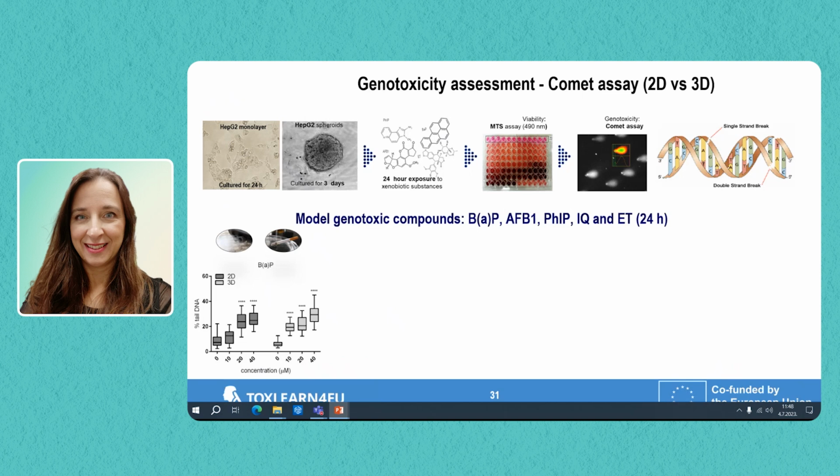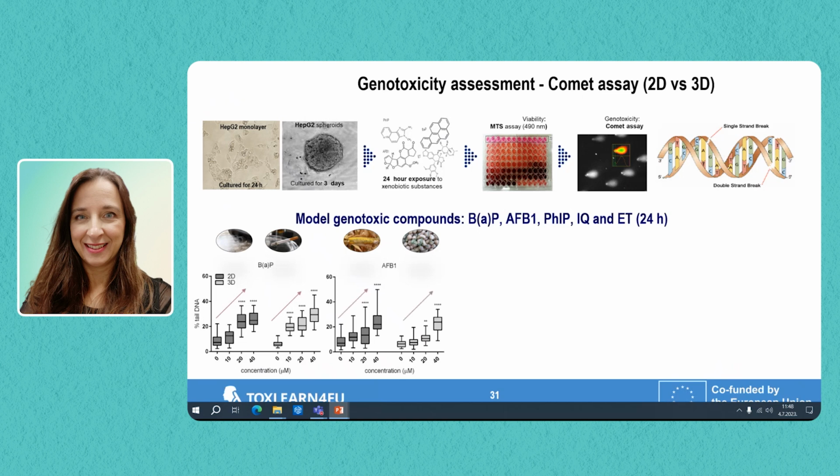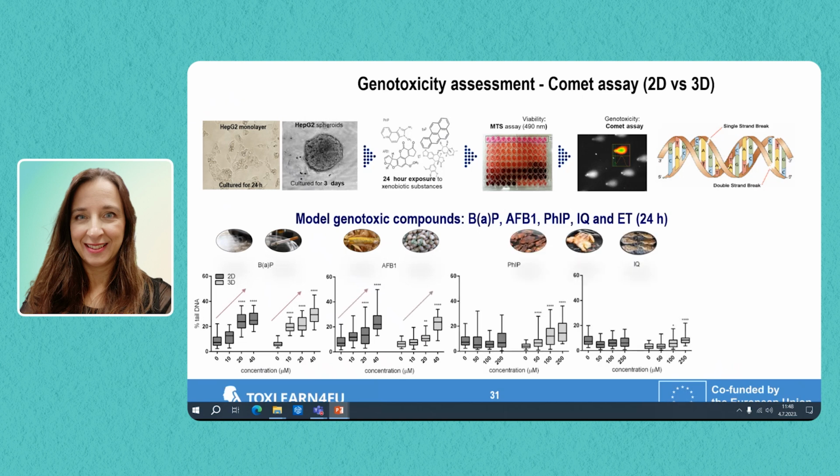So the low concentration was detected. Then in aflatoxin, actually there was not such difference between 2D and 3D models. In both systems, we got a similar result. And then these heterocyclic amines I mentioned. In 2D models, as you can see, in both cases, we did not detect DNA damage, but in 3D models, we did. So where could be the reason?